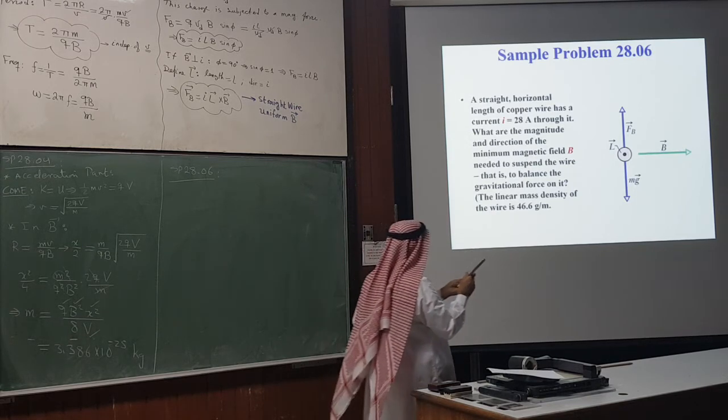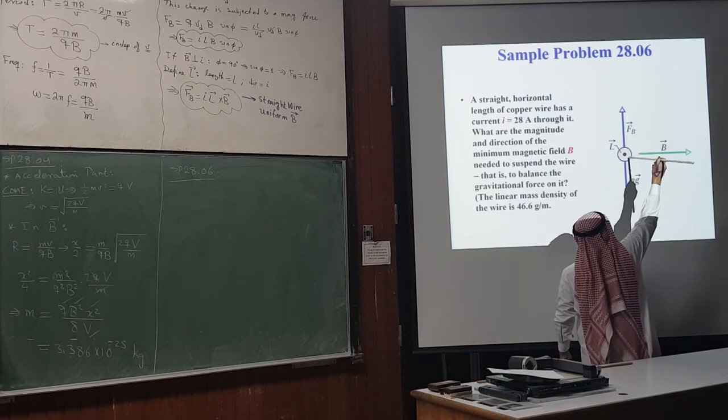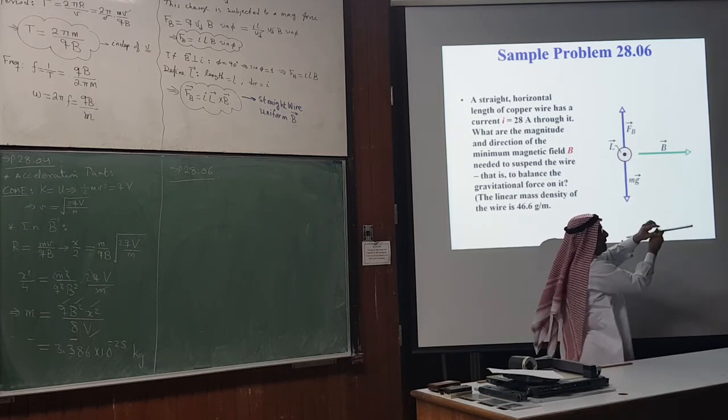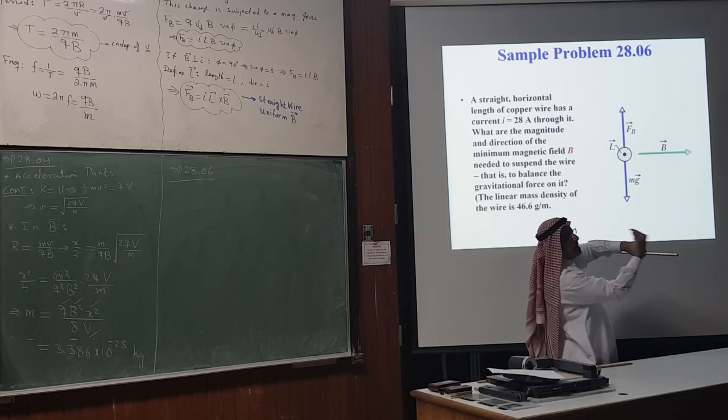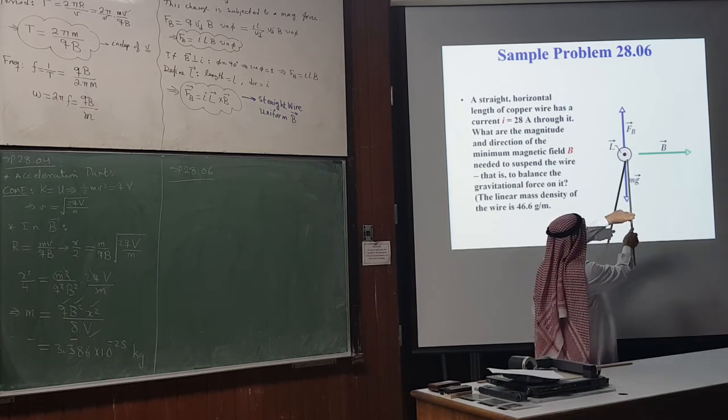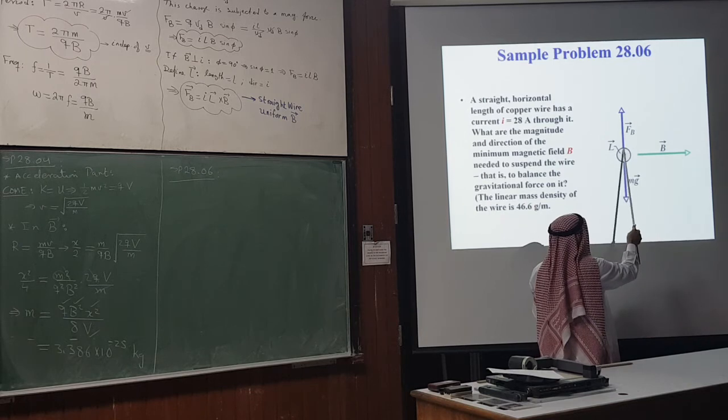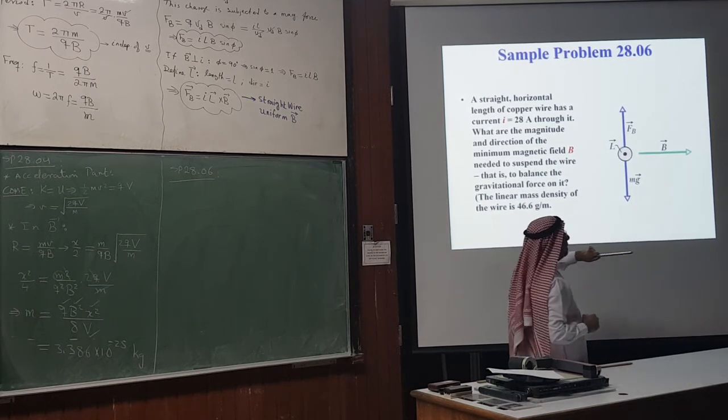So you look at it this way. Okay, this is the way we are looking at it. The current is going that way. So as you look this way, you will see the current coming toward you. That's what we have here. And that is the cross-section of the wire.